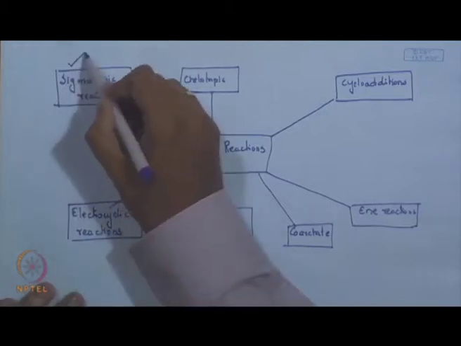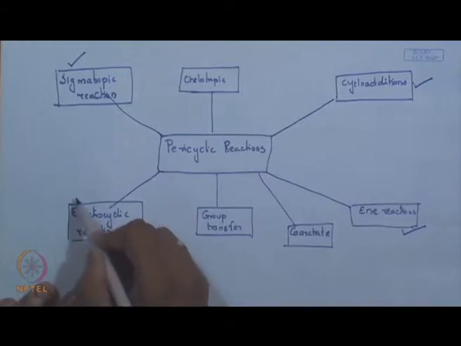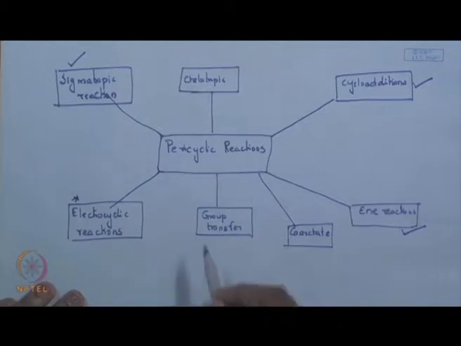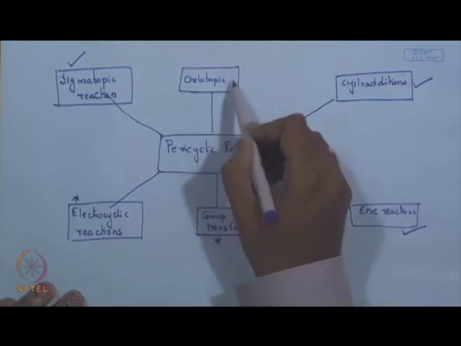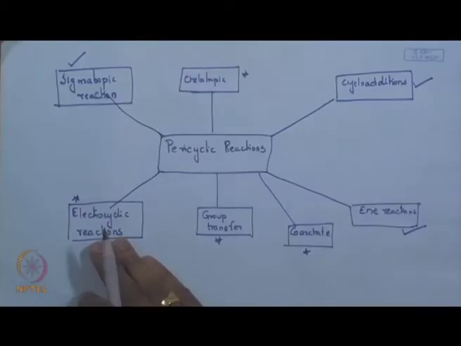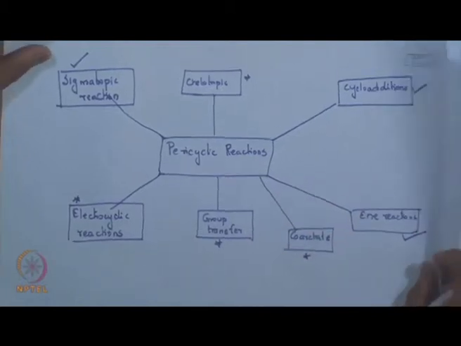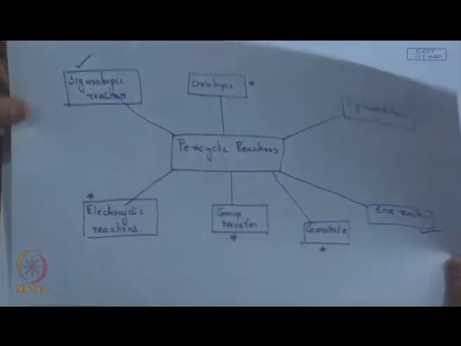So, we have covered sigmatropic, we have understood cycloaddition, then we went to ene reaction. Now, what we have to study in pericyclic reaction is electrocyclic reaction, then group transfer, cheletropic and coarctate reactions. For the next 2 or 3 classes, we will be focusing on electrocyclic reactions. Okay. Now, we will get into electrocyclic reactions.